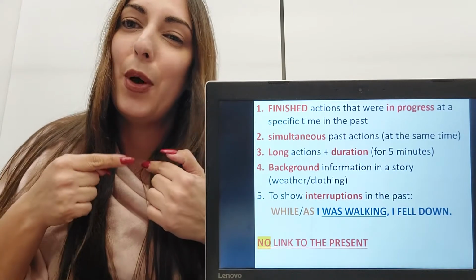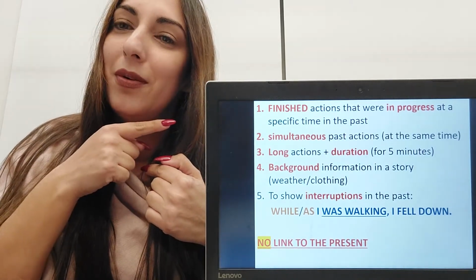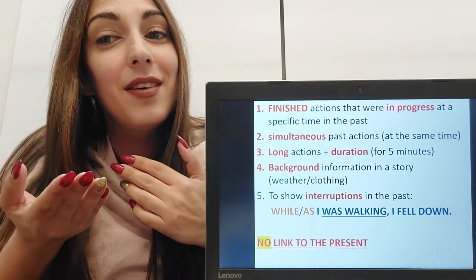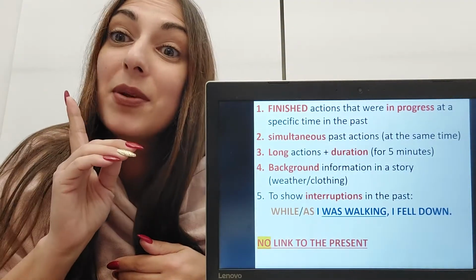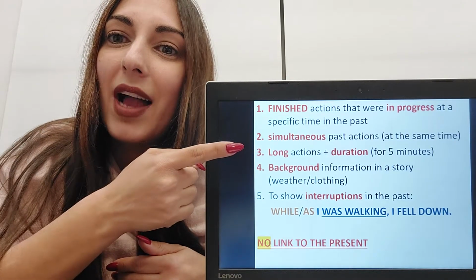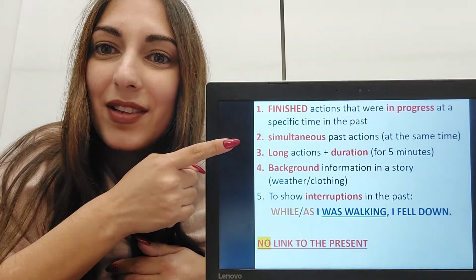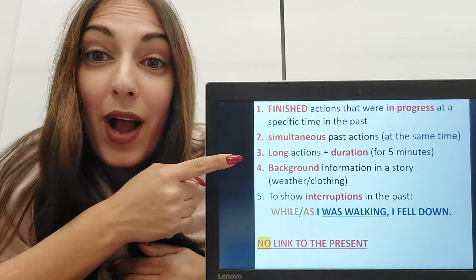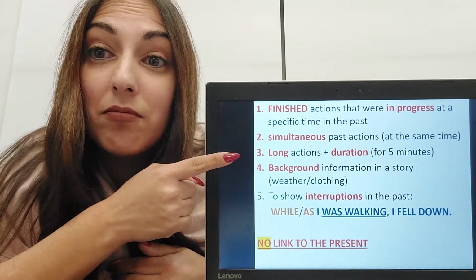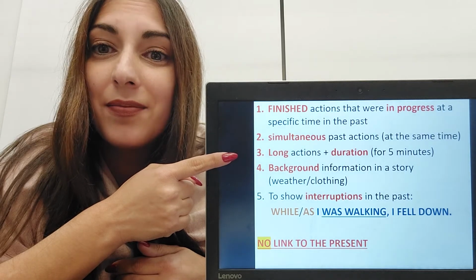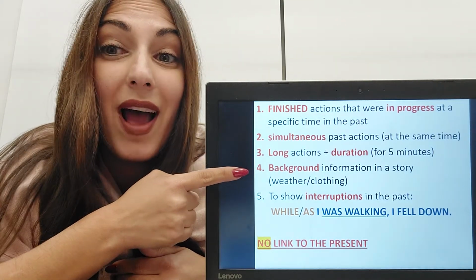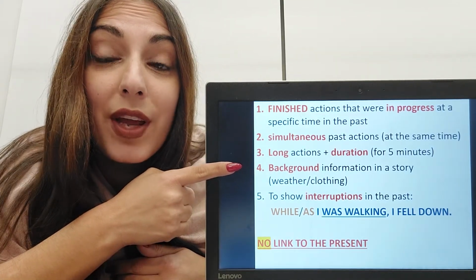But if I say I spoke, which is past simple, and then you listened, it means I stopped speaking and then you listen. So here it's the opposite of past simple. Actions happened at the same time in the past. Or you just have a long action with some duration. So I was talking on the telephone for 5 minutes last night. Or I have background information to a story.